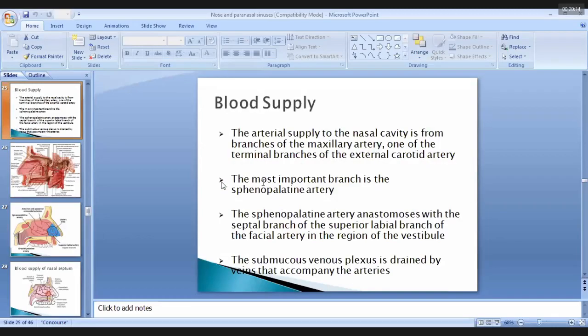This sphenopalatine artery anastomoses with the septal branch of the superior labial artery, that is a branch of the facial artery. The facial artery itself is a branch of the external carotid artery.